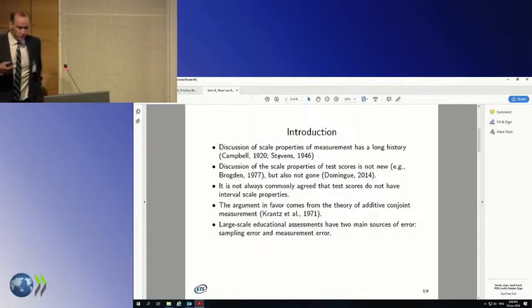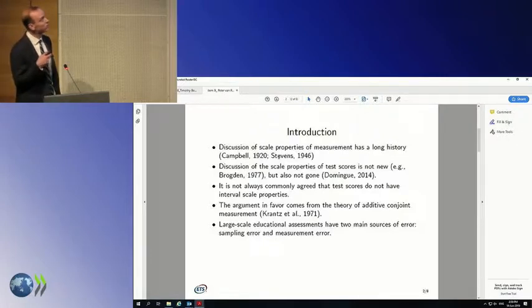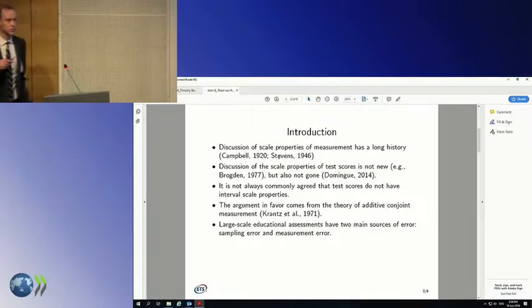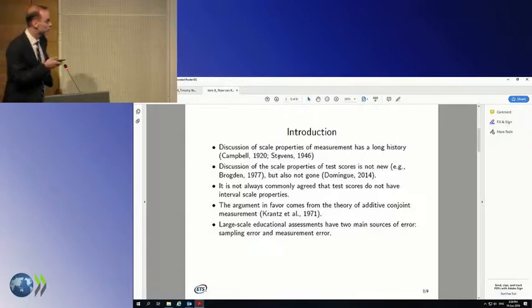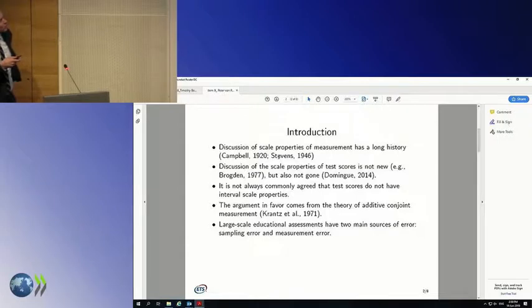Discussion of scale properties dates back a long time, almost a century. The book by Campbell in physics, and the work by Stevens, which is mostly referred to in psychology. And for test scores, there's some work in the 70s by Brogden. He's actually from Purdue, interesting for Tim, maybe. But also some more recent work by Benjamin Domingue.